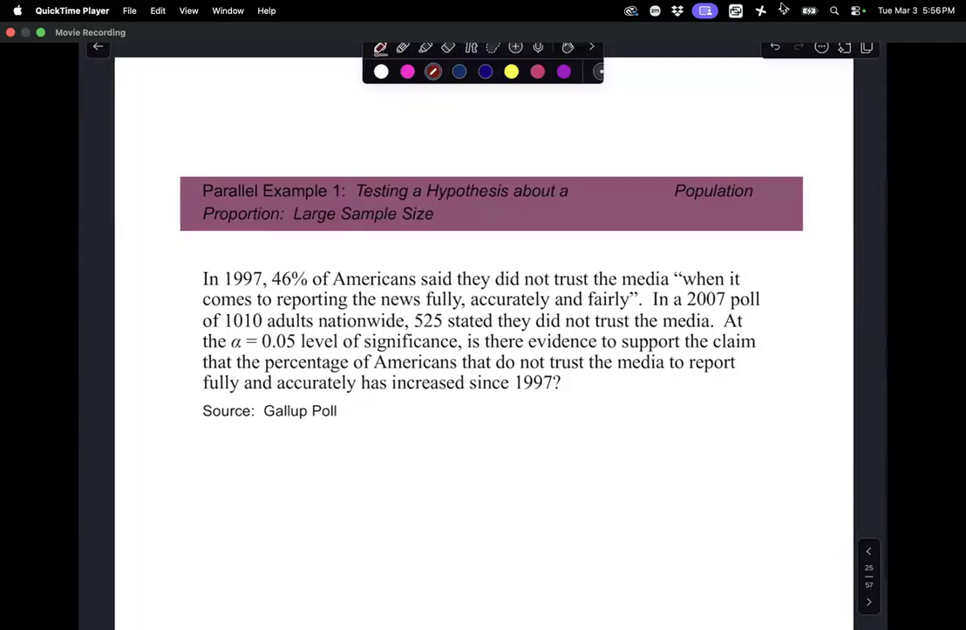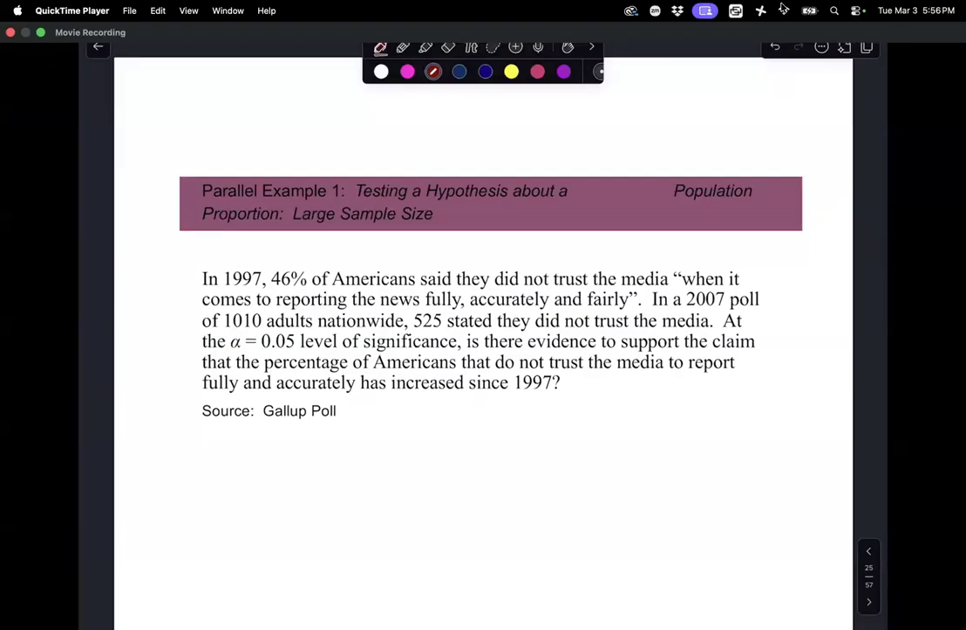Let's actually do some math here. I'm going to do both. I'm going to start with just the classical approach, comparing the test statistic with our critical value. And then once we do the calculator functions, I'm going to show you the p-value approach. Okay, in 1997, 46% of Americans said they did not trust the media when it comes to reporting fully and accurately. In 2007, of 1,010 adults nationwide, 525 of them said they did not trust the media.